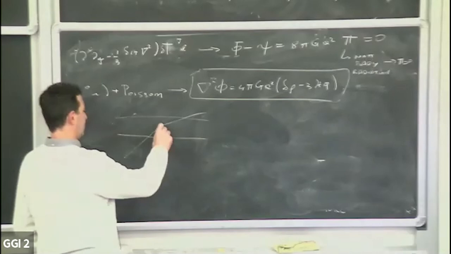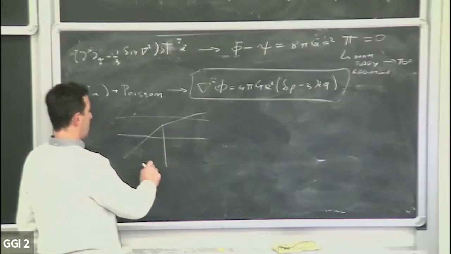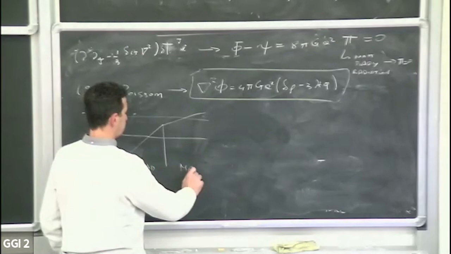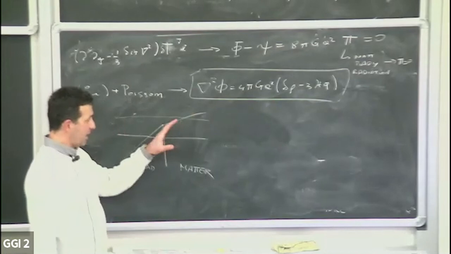One of them will be, for instance, the dependence on the epoch at which these fluctuations come back inside the horizon, if it is before or after matter-radiation equivalence. Then we will see how the presence of a cosmological constant changes the evolution of these perturbations. And then we will also mention the effect of neutrinos, that I have completely forgotten up to now, on the shape of this power spectrum. Okay, I think it's everything.